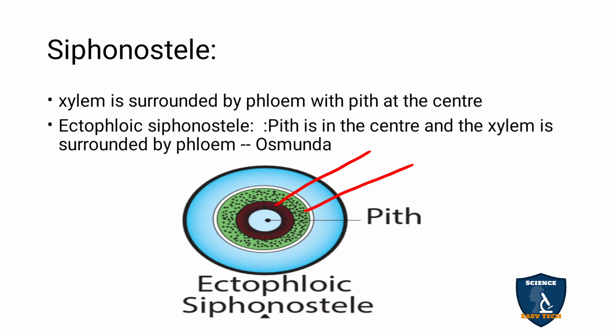Ectophloic Siphonostele: the pith is in the center, same as the Siphonostele. The xylem is surrounded by the phloem. Example, Osmunda.